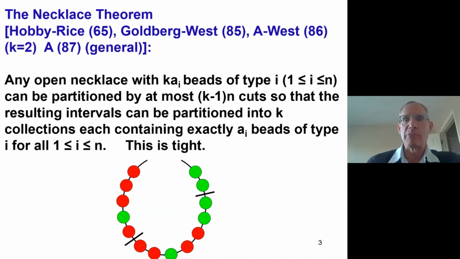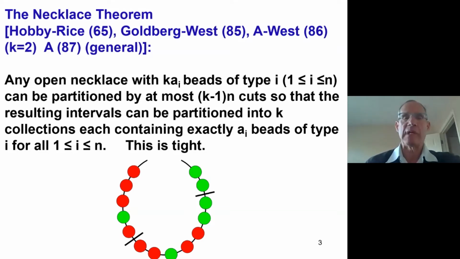And I assume for now that the number of beads of each type is divisible by k. And what we want is to partition it into k fair collections. One way to think about it is that this necklace has been stolen together by a group of k thieves, and they want to partition it fairly among them, and they want that each of them will get exactly the same number of beads of each type, and they want to try to minimize the number of cuts. So they want to cut it in a small number of places, and then split the resulting intervals into k collections, so that each collection will contain exactly a_i beads of type i for each of the types.